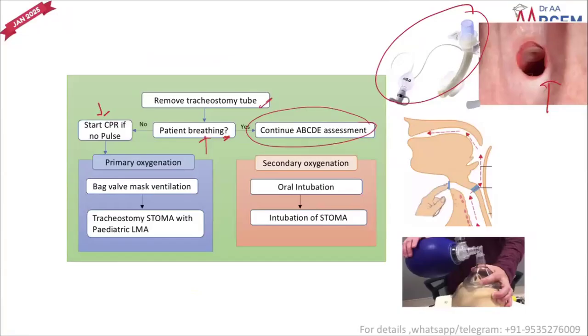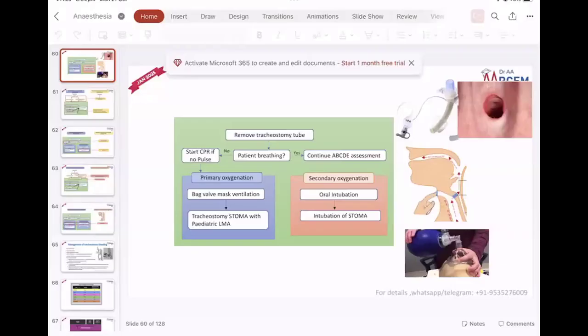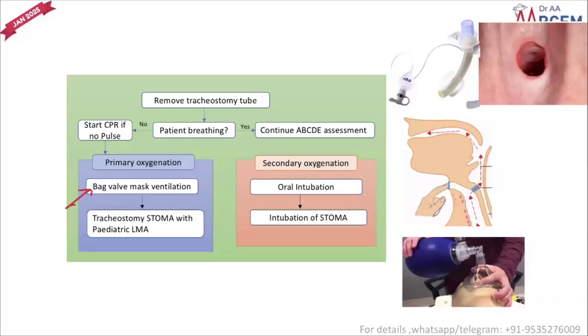Once you have started the CPR, what you'll be doing? Do bag mask ventilation. How to do bag mask ventilation? To do bag mask ventilation, what you'll be doing is obstruct the stoma. Place a finger over it, obstruct it, and do bag mask ventilation. If you're not able to do bag mask ventilation, then what you'll be doing is place a pediatric LMA, then oxygenate with an ambu bag.